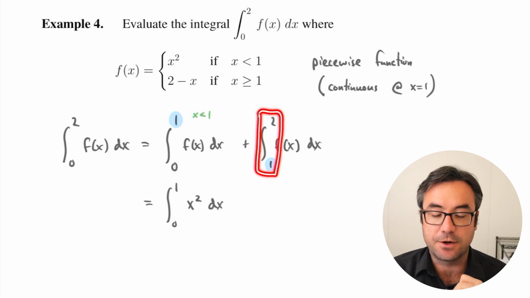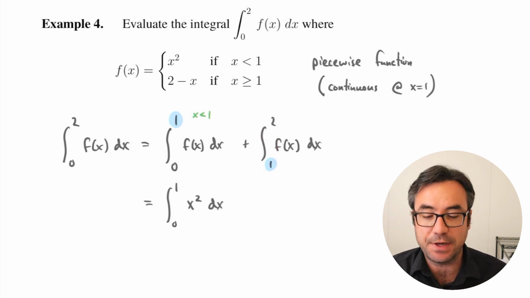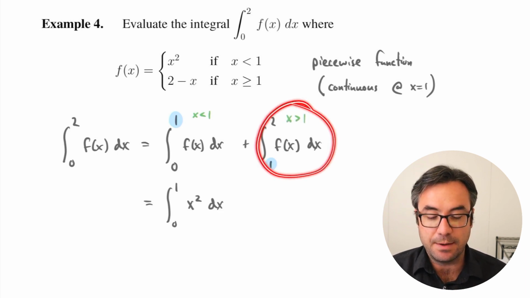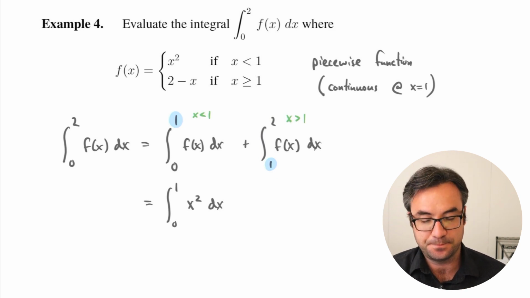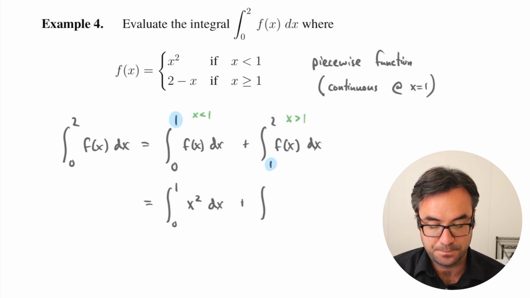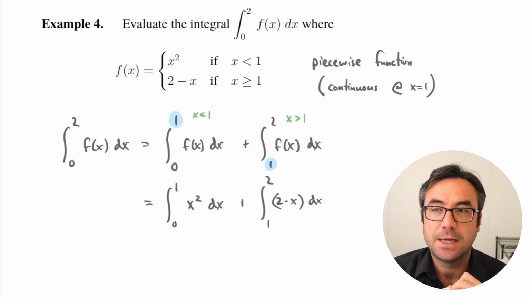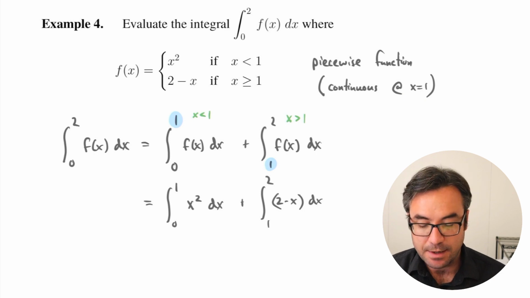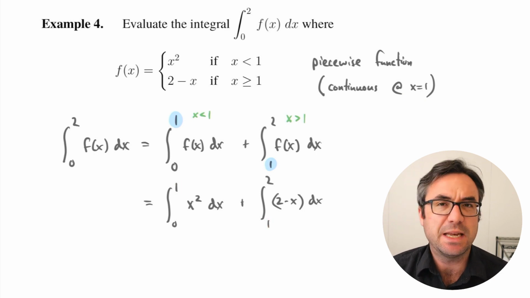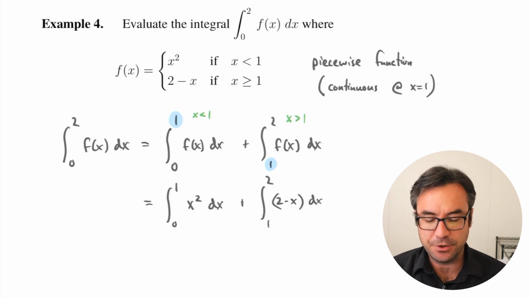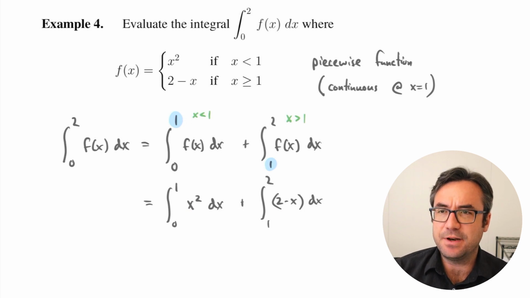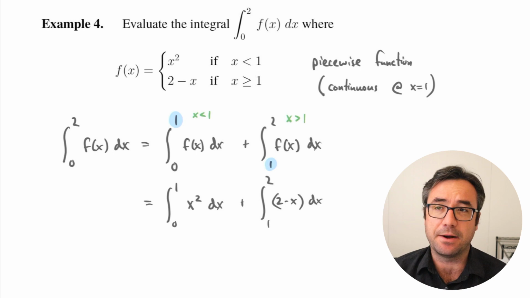Now for this other integral, we're going from 1 to 2, so we're using primarily x values that are greater than 1. So that tells me for this other integral, I'm going to use this 2 minus x piece. And we're going to integrate from 1 to 2. And just because our function is continuous at x equals 1, we don't run into any issues by splitting it up at x equals 1. So using these different formulas here is okay. All right, so we have our definite integrals all split up. Now we just want to calculate them.